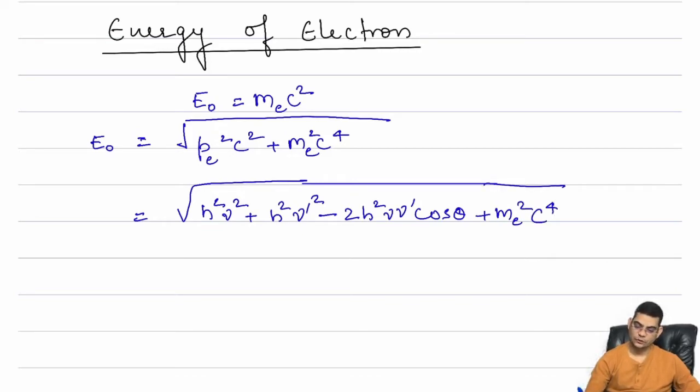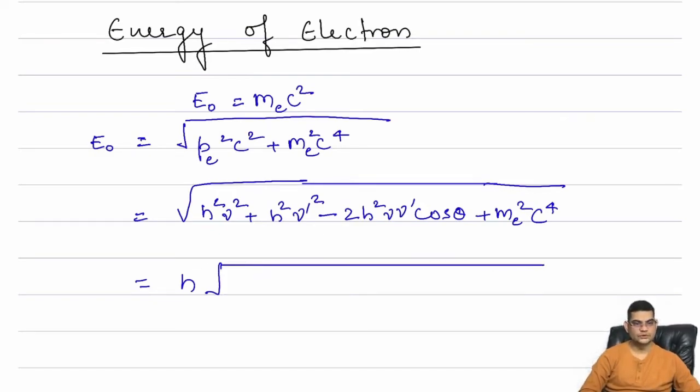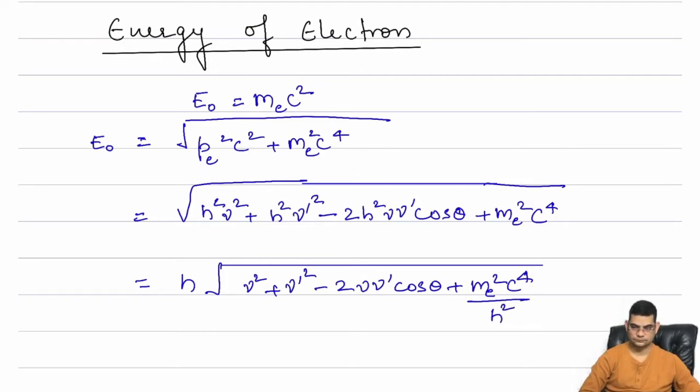Now taking h common, we can write it as h root of nu square plus nu dash square minus 2 times nu nu dash cos theta, plus m square c to the power 4 by h square. Now we go to our second equation from the conservation of energy.